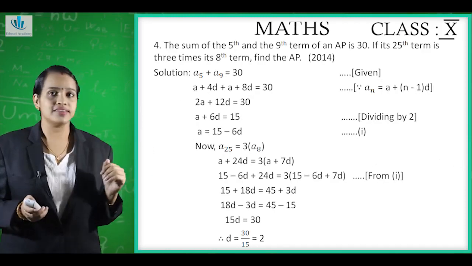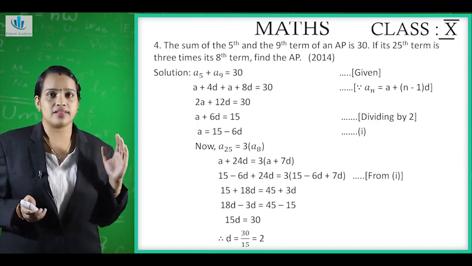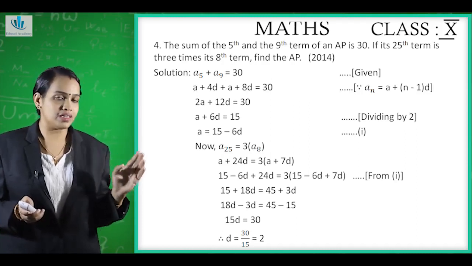Now, the next question is, the sum of the 5th and the nth term of an AP is 30.